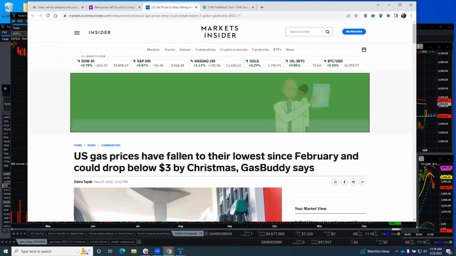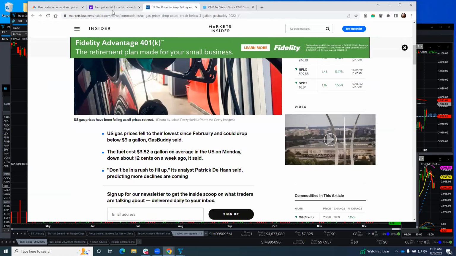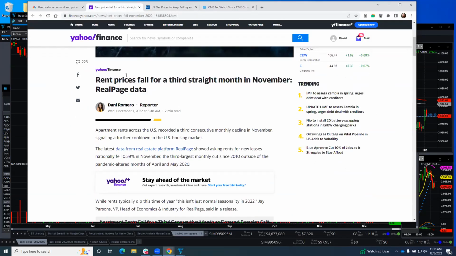Let's look at this other article. Gasoline could go under $3. Well, that's interesting. Rent prices continue to fall. This was from something called RealPage. There was another very similar report from something called Apartment List. Where was it? I saw this other article.